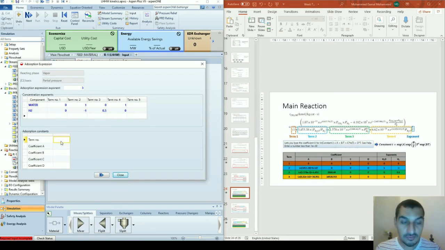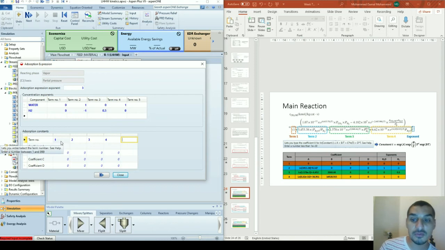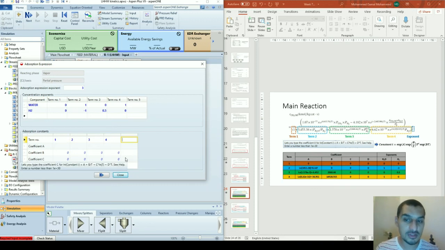Now we have again 4 terms here, so I'm gonna put 1, 2, 3, and 4. And keep in mind here that you have the freedom to add as many terms as you want, because this is possible in this kind of kinetics. It's not possible again in the numerator. You have only available, or you can add only 2 terms, or define 2 terms.